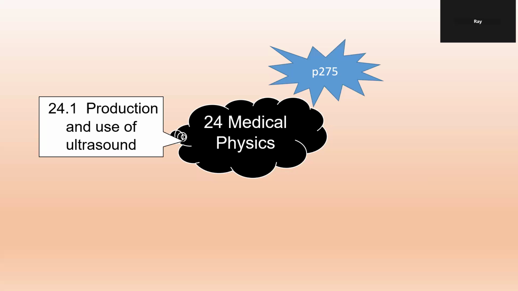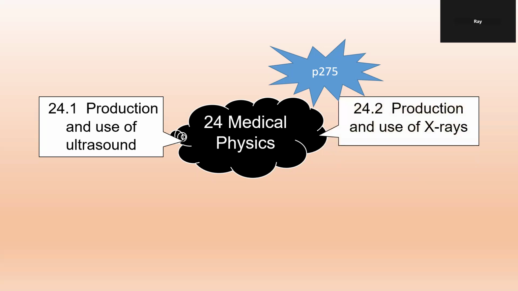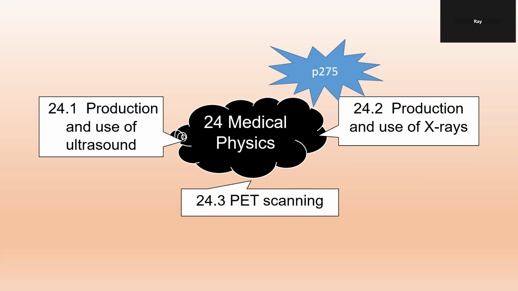Okay, we go to topic 24, medical physics. Under medical physics: 24.1, production and use of ultrasound; 24.2, production and use of X-ray. This one is a new one. 24.3, PET scanning.